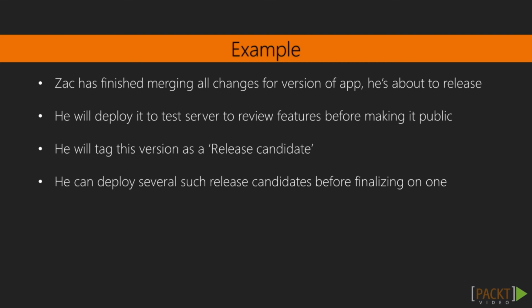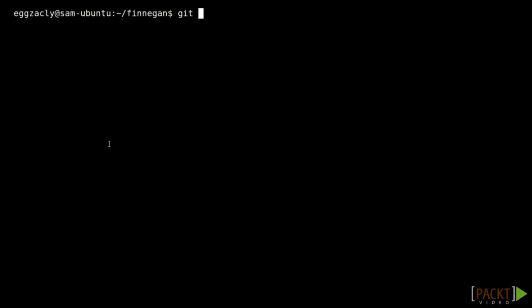Zach wants his tag to indicate that this is only a release candidate, not an actual release. He may deploy several release candidates before the application passes acceptance testing. When he finally deploys to the production environment, he'll use the tag version 1.0. So for now he chooses the tag name version 1.0 release candidate 1.